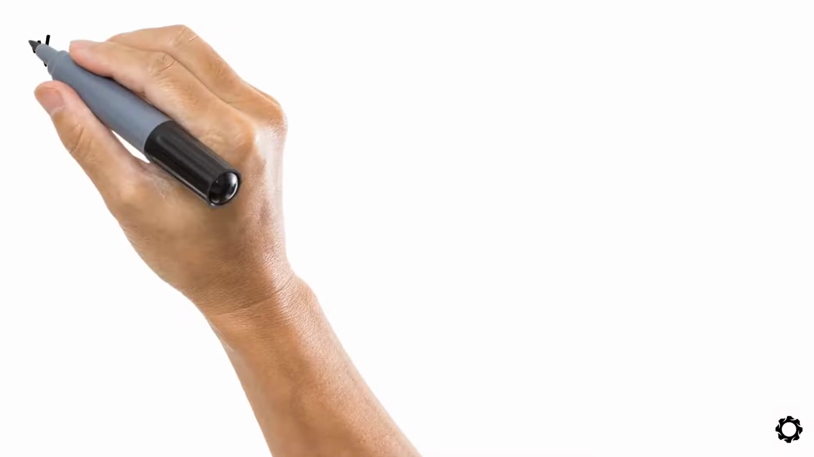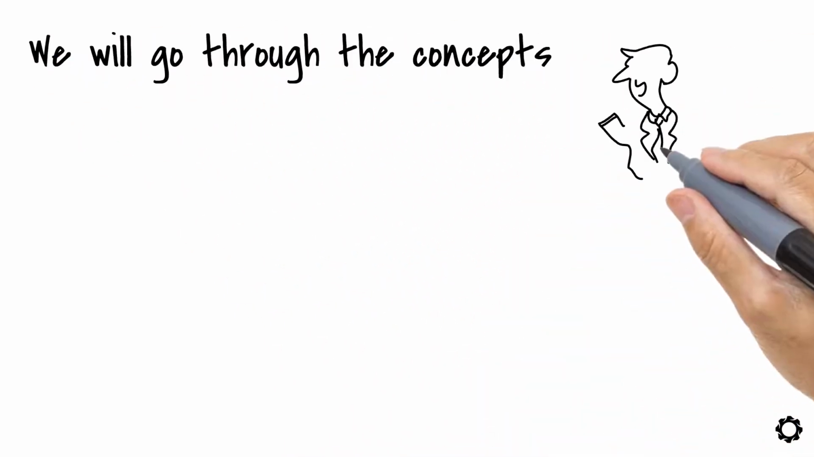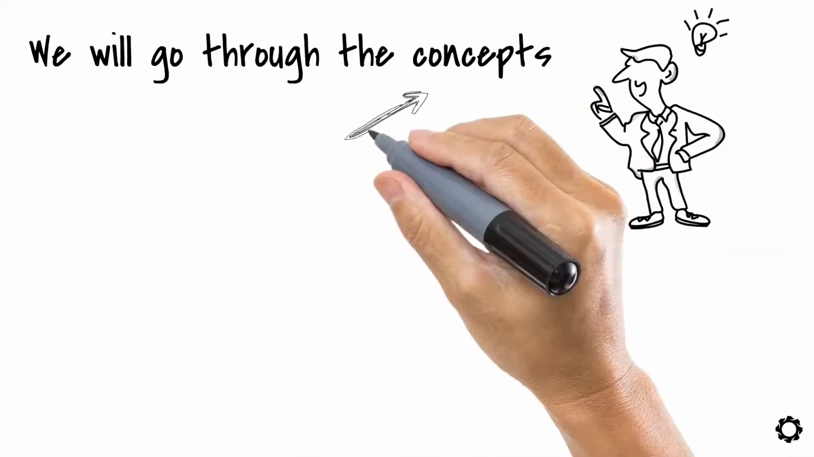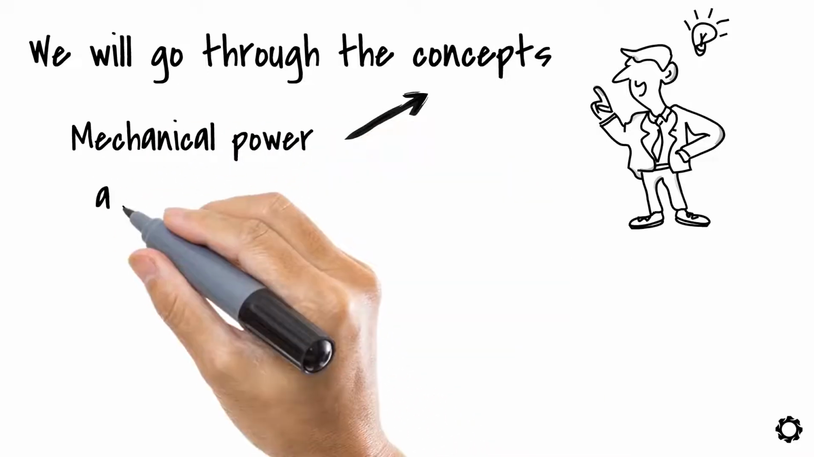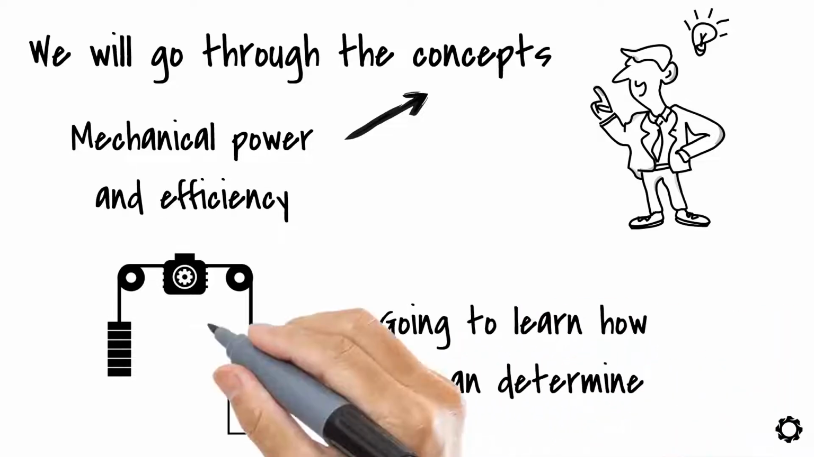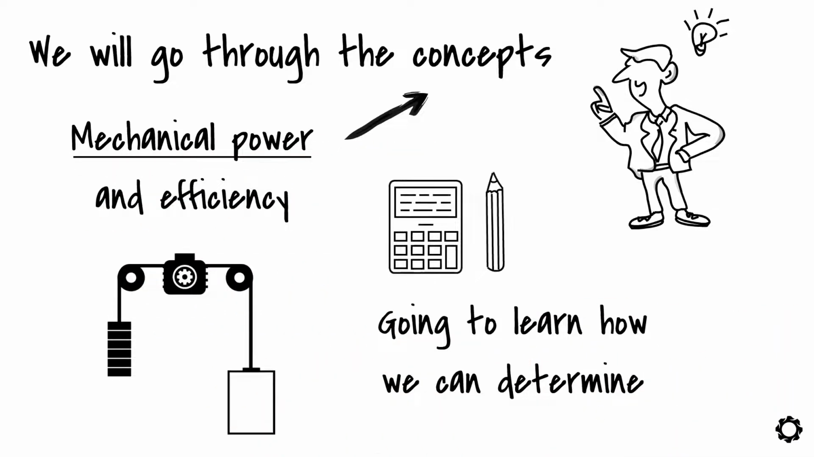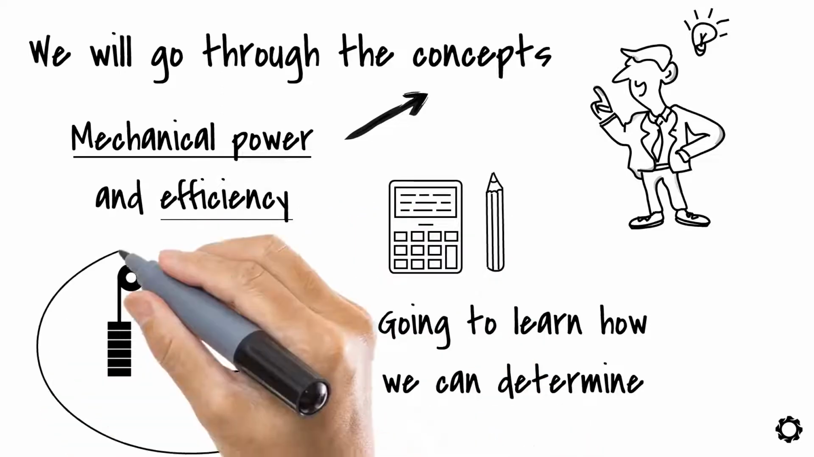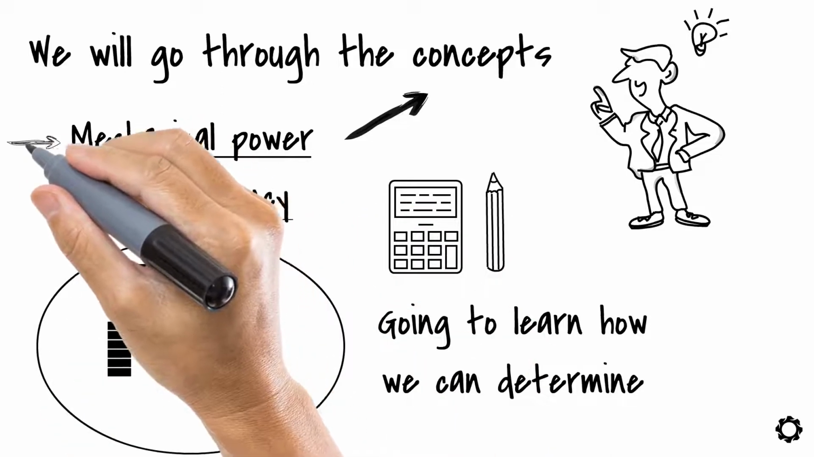In this video, we will go through the concepts that you may already know a little about. These concepts are the mechanical power and efficiency of some machine or appliance. During the video, we are going to learn how we can determine this power mathematically and also learn how the efficiency of some machine is related to the mechanical power it produces.